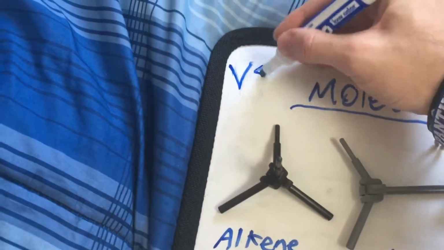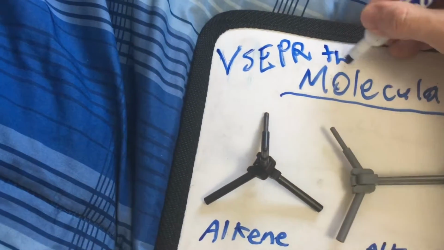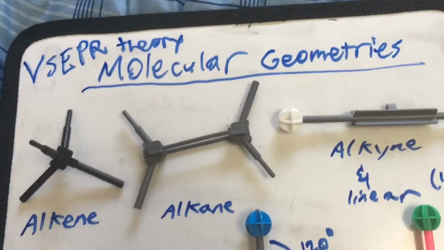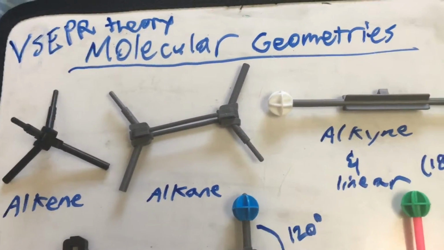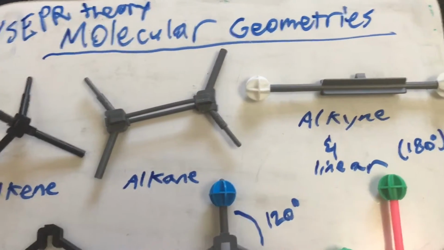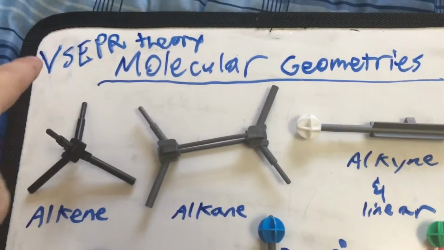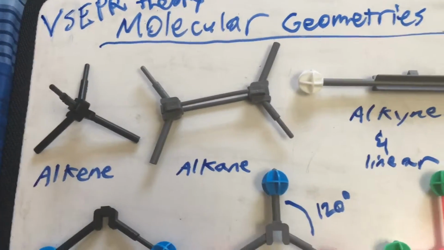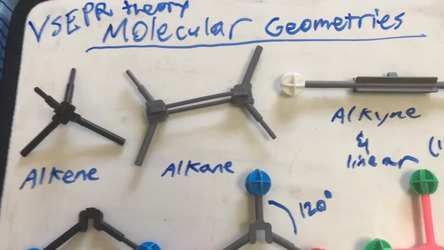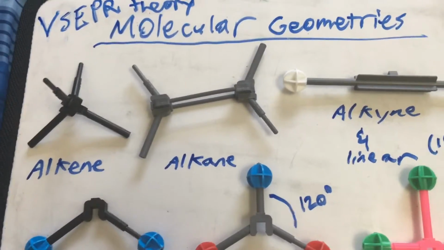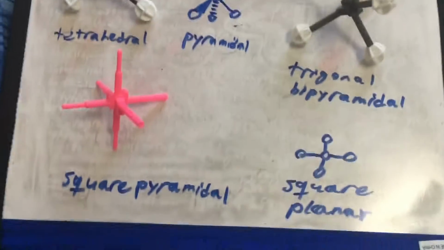Molecular geometries were developed with the VSEPR theory. The VSEPR theory is basically a theory that is used to predict the, well, it stands for valence shell electron pair repulsion. That's what the VSEPR stands for, and it's a theory that's used in chemistry to predict the geometries of the molecules and where the electron pairs are, etc. So that's where we get our molecular geometries.